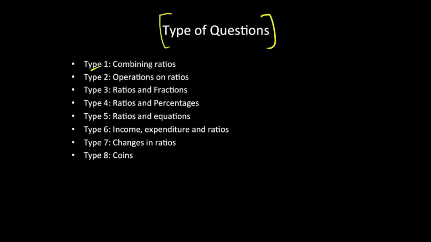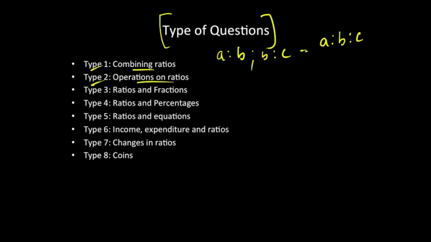And in type 1 we will be asked to find out the combination of the ratio. So we'll be given an expression or two by giving us a is to b and b is to c, and then we'll be asked to find out, let's say, a is to b is to c. So this is type 1.